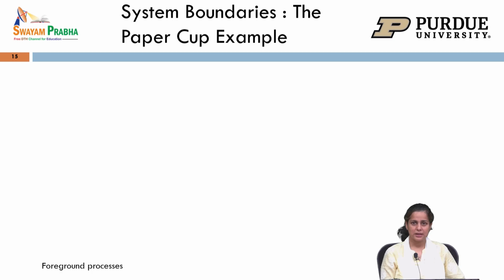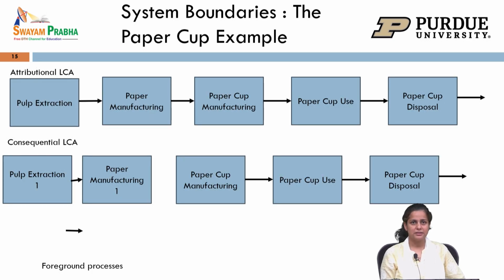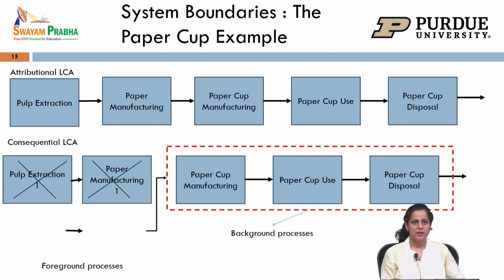So, let us see what the example system boundary will look like. For the attributional LCA, it is very simple. We start with pulp extraction, paper manufacturing, then it goes to paper cup manufacturing, paper cup use and paper cup disposal. That is the cradle to grave attributional LCA. In the consequential LCA, what is happening is that we are interested in the change in the paper source.